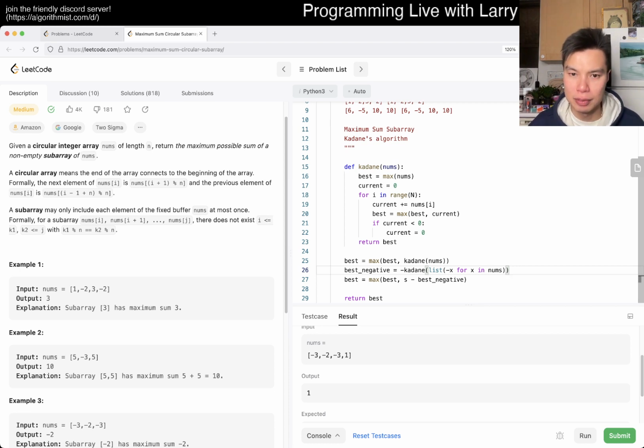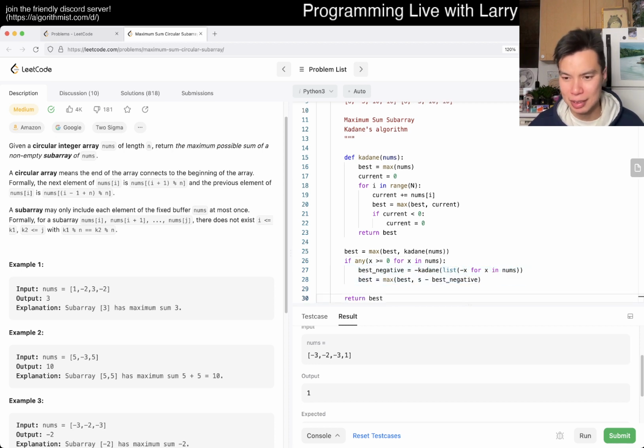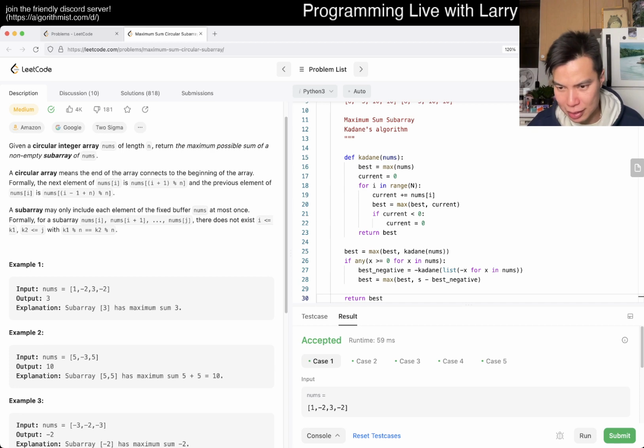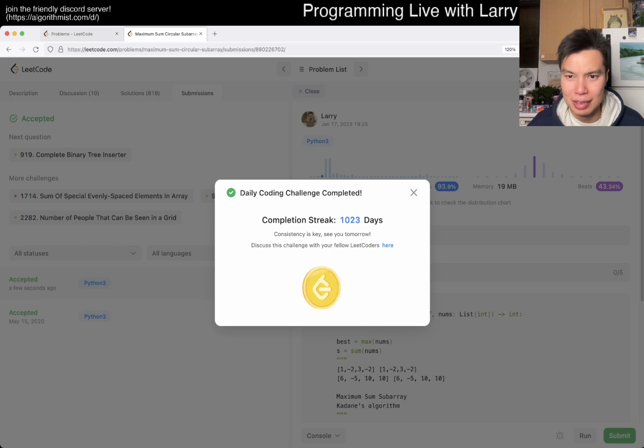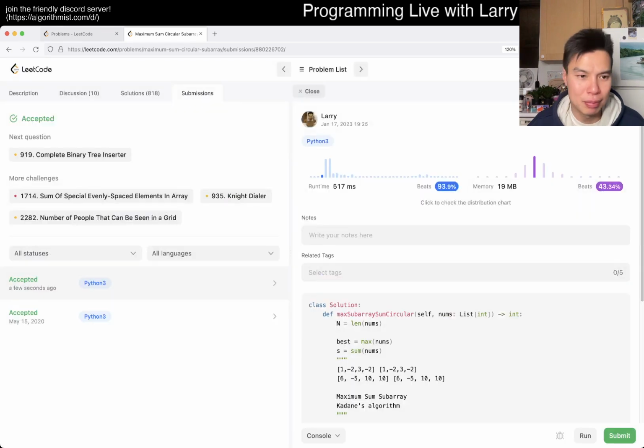Okay, so I could do something like if there's any positive number, then we do this maybe. I think that maybe cuts it out. Let's give it a submit. Hopefully I didn't miss a case. Okay, cool. 10:23. Oh, look, pretty good running time.